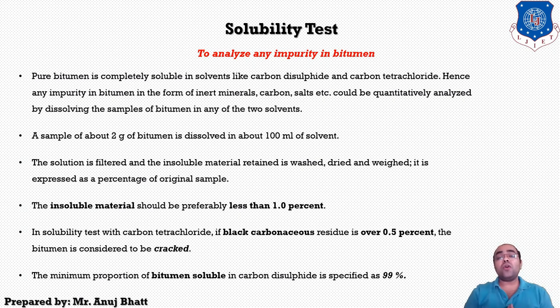A sample of about 2 grams of bitumen is dissolved in about 100 ml of solvent, and then the solution is filtered, and the insoluble material that is retained should be washed, dried and then weighed. This value is expressed as a percentage of the original sample. The insoluble material should preferably be less than 1%. In the solubility test with carbon tetrachloride, if the black carbonaceous residue is over 0.5%, the bitumen is considered to be cracked, and the minimum proportion of bitumen soluble in carbon disulfide is specified as 99%.